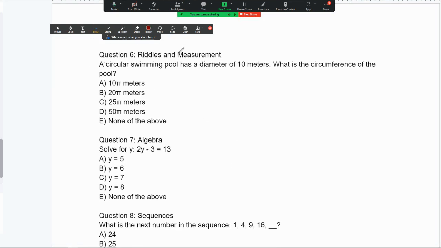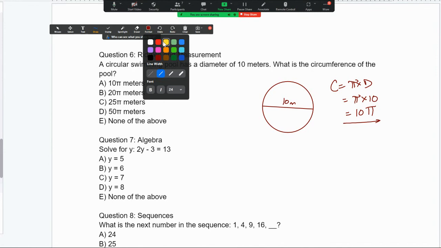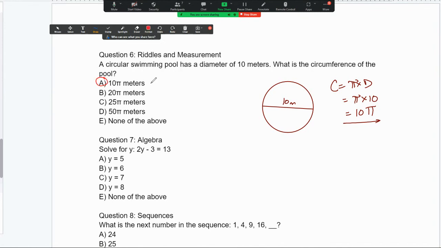All right, some geometry and measurement. A circular swimming pool has a diameter of 10. There's a circular swimming pool. It has a diameter of 10. That's going to be 10 meters there. What is the circumference? Now, circumference is given by pi times d. That's pi times 10, which is 10 pi. And so the circumference is going to be 10 pi for this.